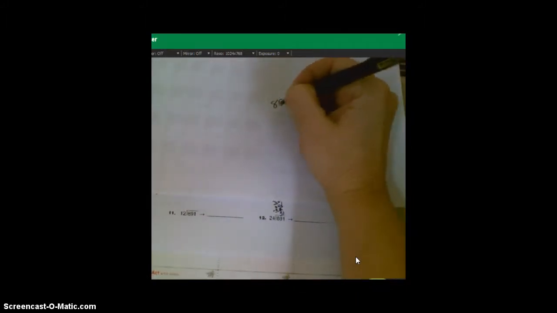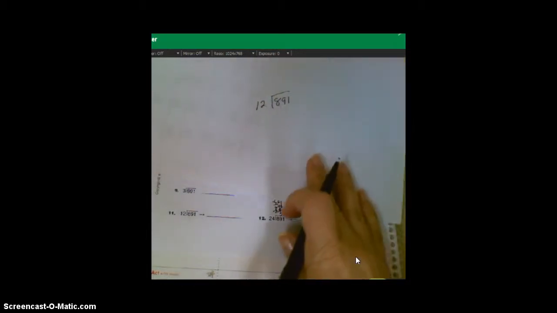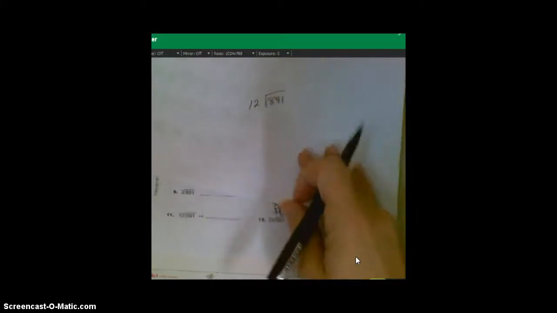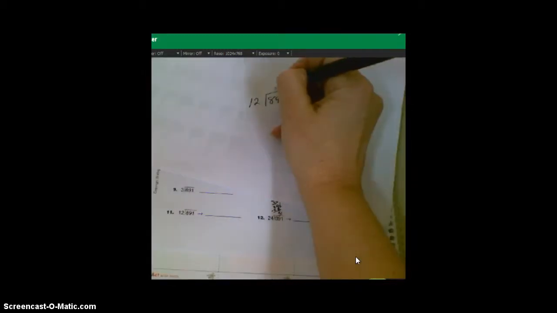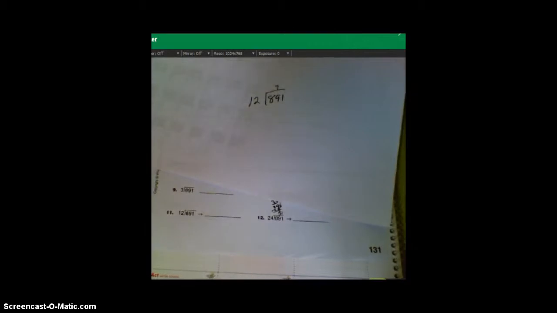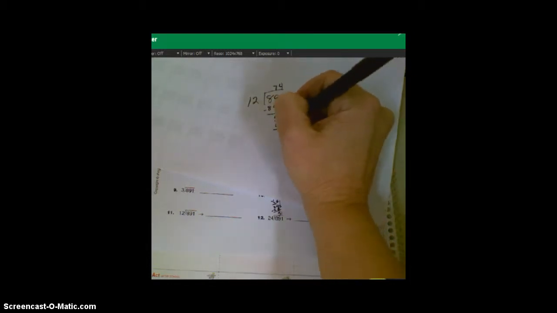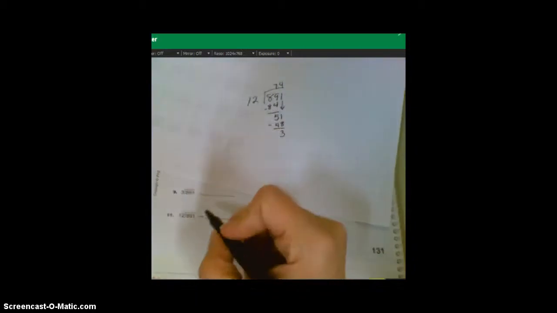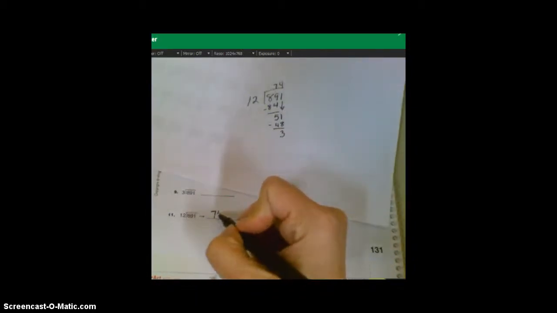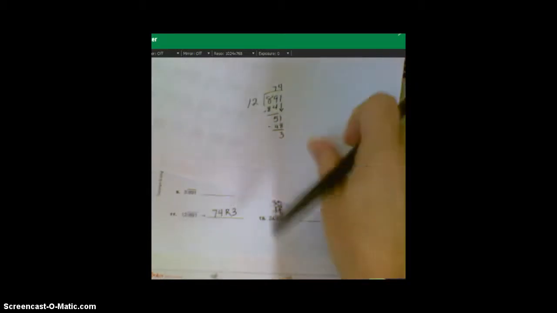And then I'm going to move off to the side on these because I'm running into closest. 12 times 4 is 48. Subtract. You get a remainder of 3. So we could call it 3/12, so we could just leave it as remainder 3. And then our last one.